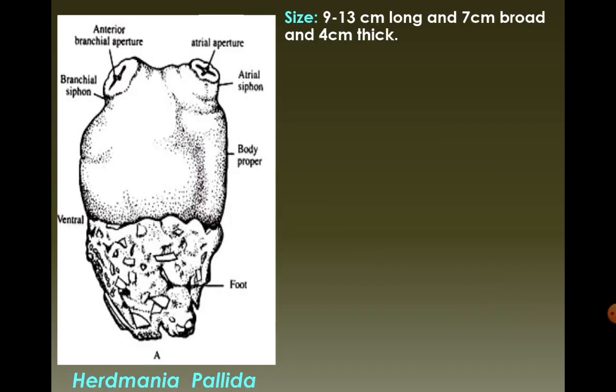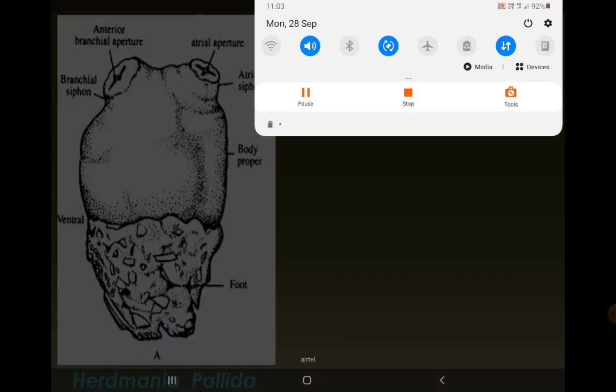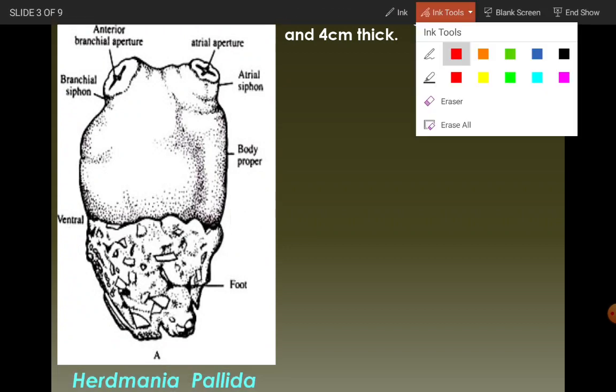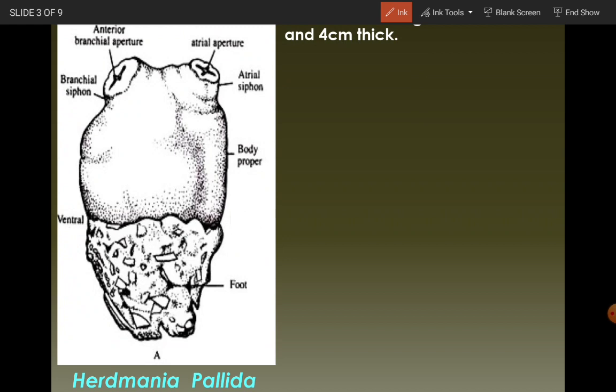Now let us learn how the body of Herdmania pallida looks. This is the diagram that describes the structure of Herdmania pallida. If you see, the body is divided into two main portions. One is the body proper and the other one is the foot. Till here this is the body proper, and from here onwards it is the foot.